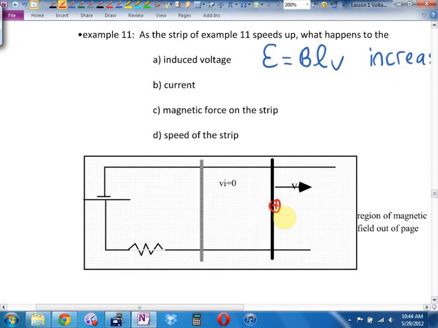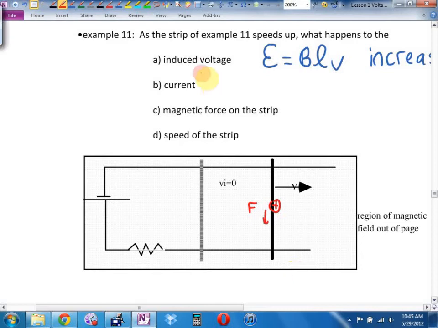Which way is the magnetic field? Out of the page. Which way will the positive charge feel a force once this bar starts moving? Down, against the battery. It's going to feel a force that way. What's that going to do? Well, if you have some current going up and you have some current going down, what's going to happen to your net current? It's going to get smaller, and eventually it's going to hit zero.